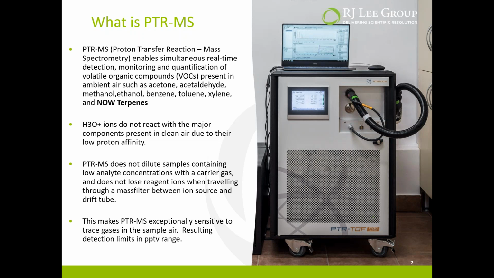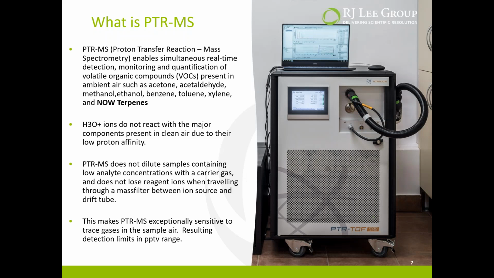Next slide, please. Now, what is the PTR-MS? PTR-MS stands for proton transfer reaction mass spectrometry. It enables simultaneous real-time detection, monitoring, and quantification of volatile compounds present in ambient air, such as acetone, acetaldehyde, methanol, ethanol, benzene, toluene, xylene, and now terpenes. RJLG has successfully used our mobile lab for PTR-MS for a variety of projects for various volatile compounds, and now we are able to offer that for terpenes.